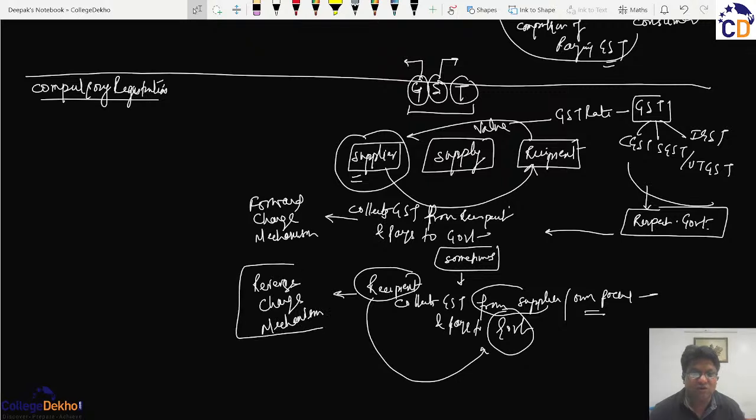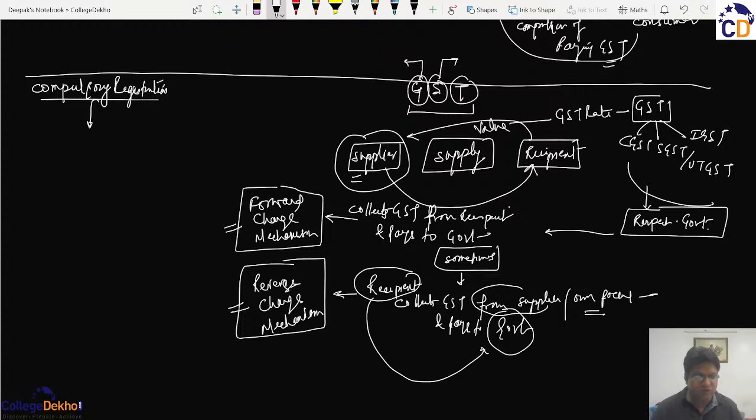That is what you call the reverse charge mechanism. Ideally, when we discuss these concepts in detail, the nitty-gritty will be discussed there. But we needed to know this broad concept while discussing the concept of registration.